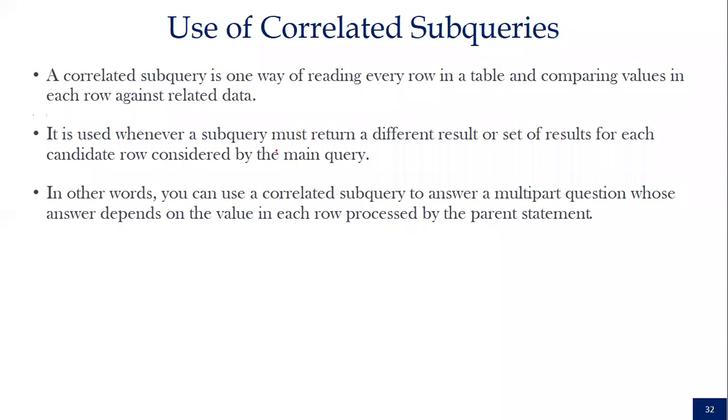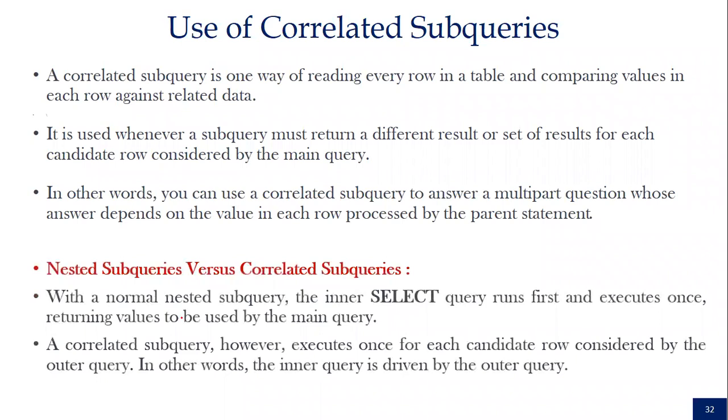Okay, so now you can see you can utilize this correlated subquery whenever you want to return a different result or set of results for each candidate row considered by the main query. A correlated subquery is one way of reading every row in a table and comparing the value in each row against the related data. So here, according to one row, we are checking the whole table. In that case you can utilize the correlated subquery.